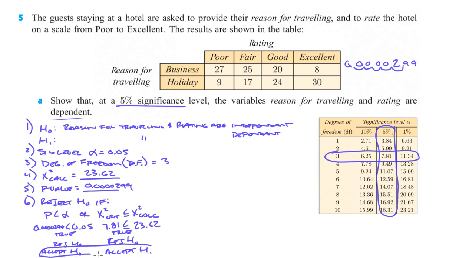So if you'll notice, both tests work to accept H1, meaning that the variables reason for traveling and rating are dependent. Okay, and also just so that we get an idea, look, excellent for business is pretty low, but for holiday it's pretty high. So people on holiday are much more likely to give the hotel an excellent rating than people on business.